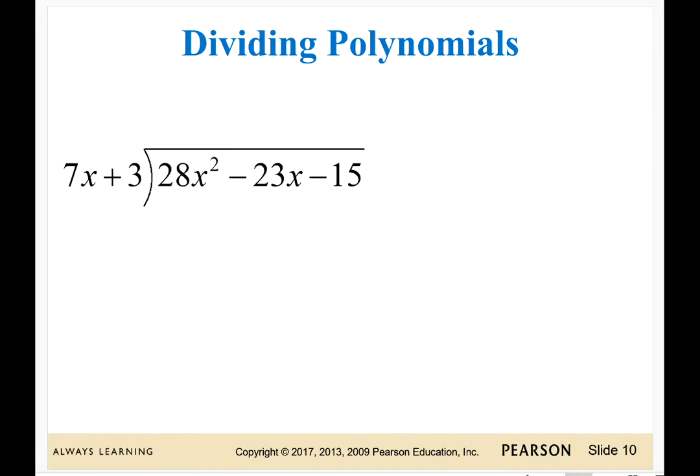All right, so here's the first example. The first thing you want to make sure is that you have all of the terms in order here. So x squared, x, and then no x, which is good. Notice every single one is, we're not missing anything.